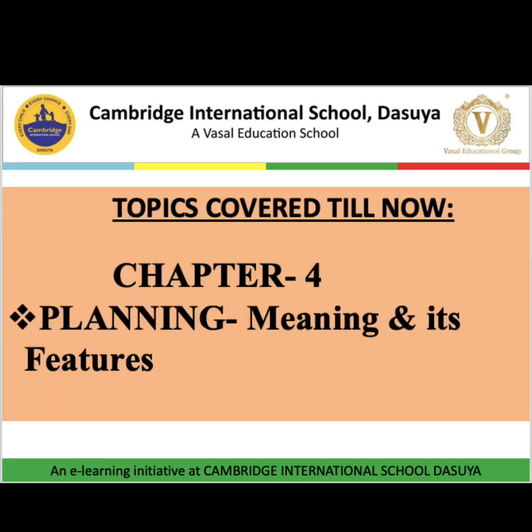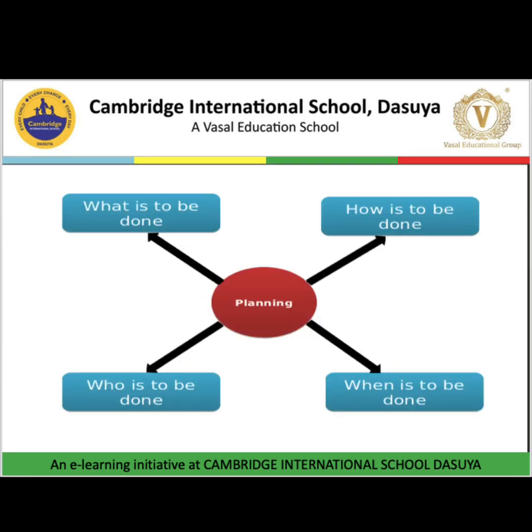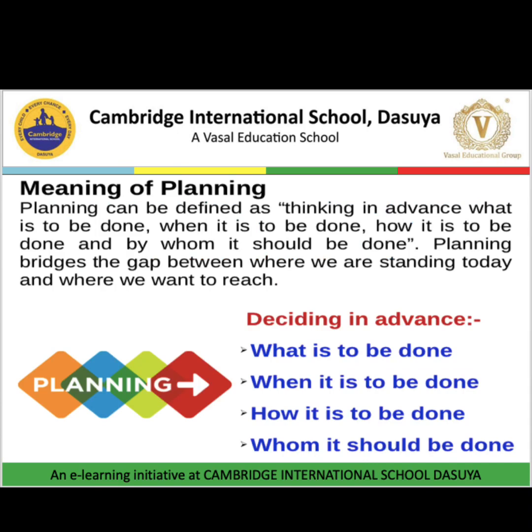Friends, in our previous lesson, we have studied about planning, its meaning and its features. Planning, that is chapter 4. Planning involves thinking in advance about the future. We are going to think what is to be done, how it is to be done, when it is to be done, and who is to do it. Planning can be defined as thinking in advance what is to be done, when it is to be done, how it is to be done, and by whom it should be done.